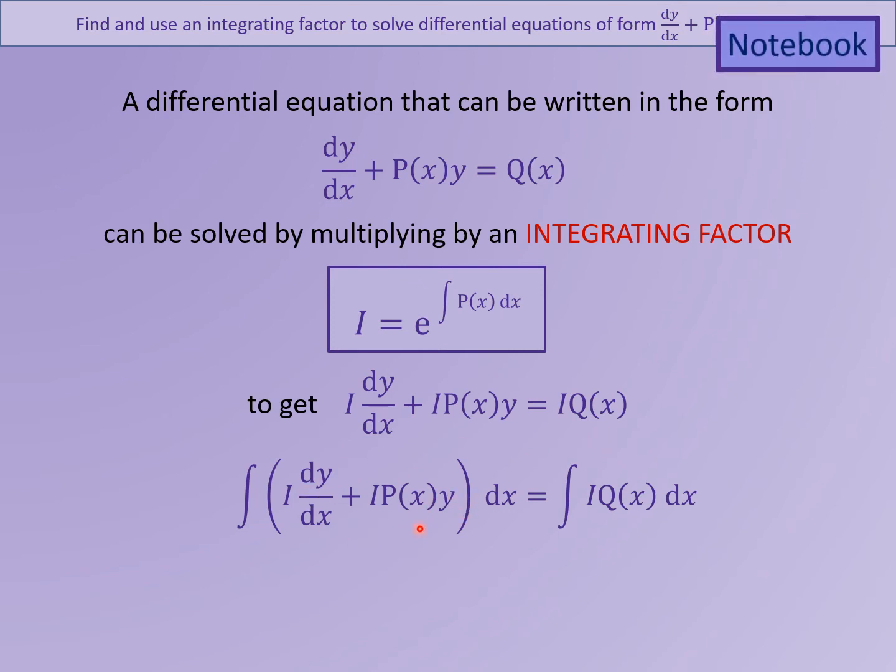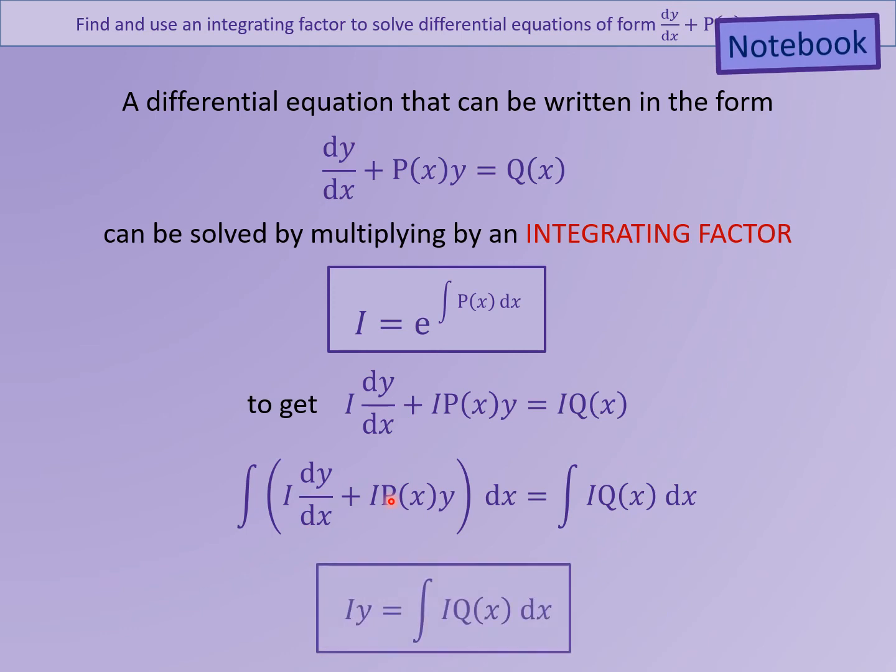I've noticed that this bit is just going to be my product rule. So I could write this as the two: leave alone, differentiate, differentiate. It's these two parts just here that would have been differentiated. So differentiate IY. When I integrate and then differentiate it, I end up with just IY. Now that is your general solution to this differential equation.